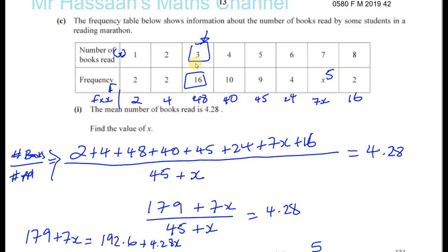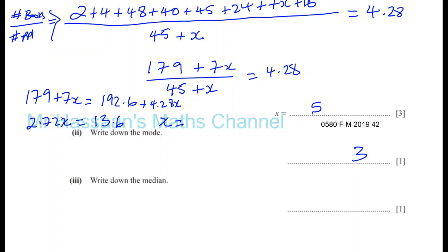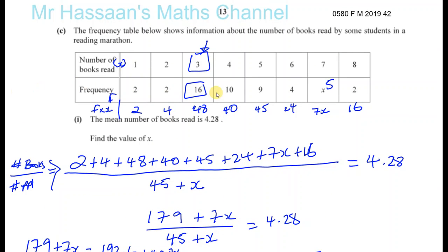Now the median is the middle term when they're placed in order of size. So we can see the total number of items here, we have 45 plus 5. There's 50, so 50 items altogether. There were 50 people that were reading. So the middle term is the number of books read by the 25th person when they're put in order of size in terms of how many books they've read.